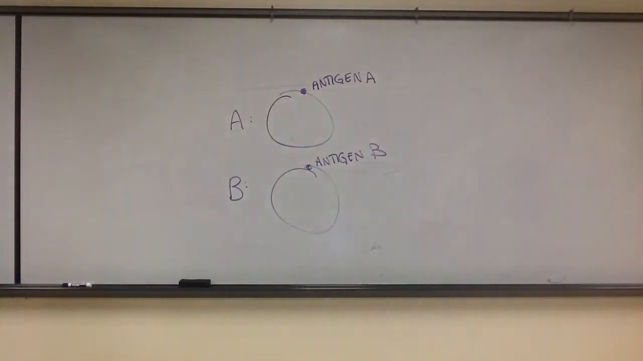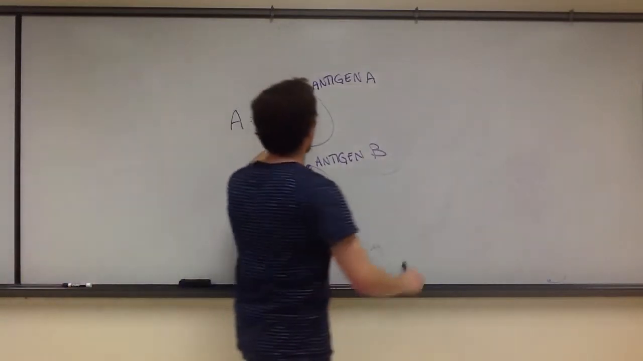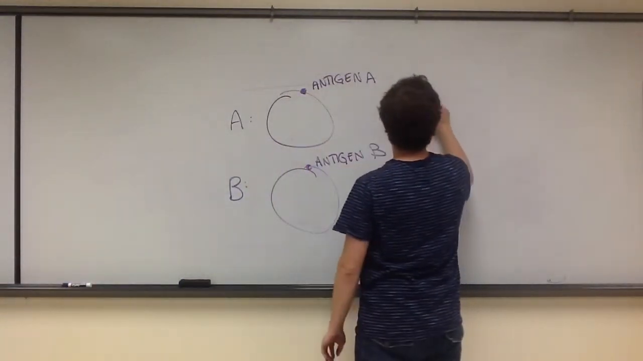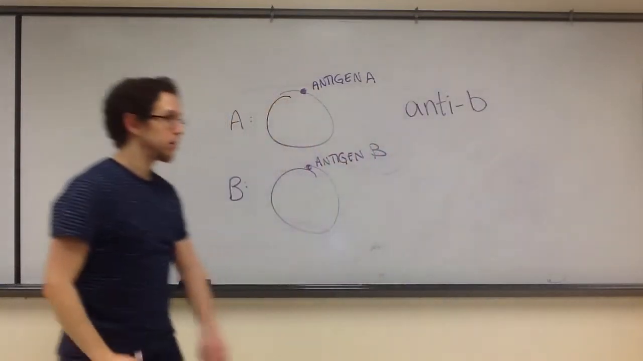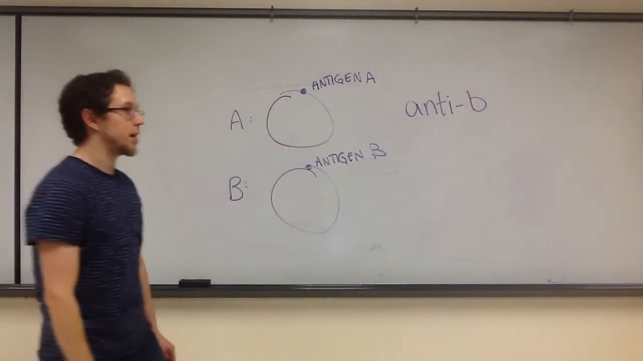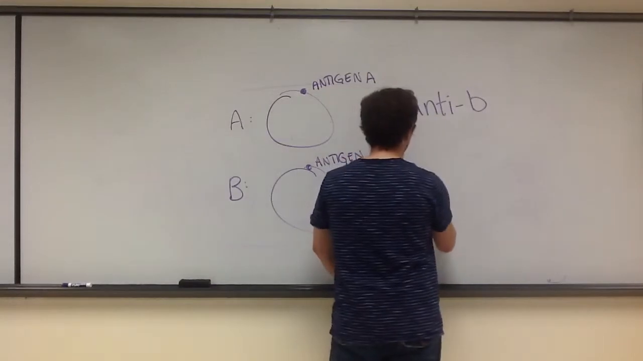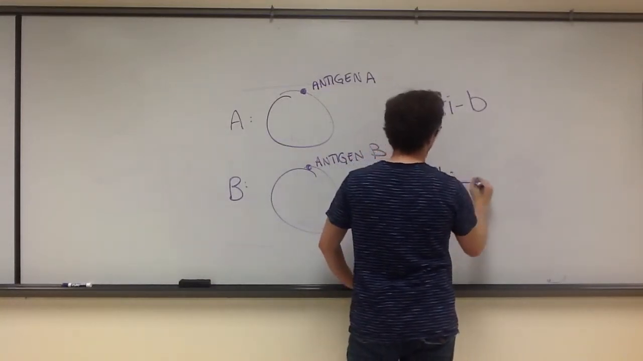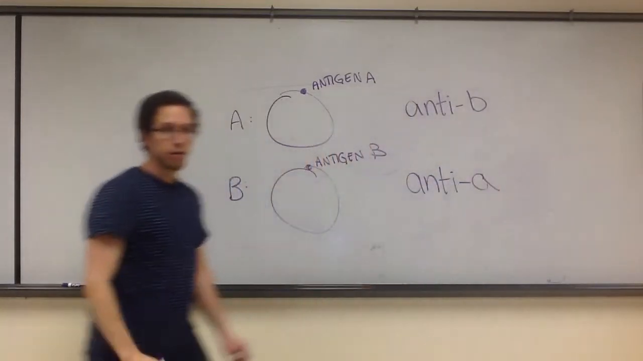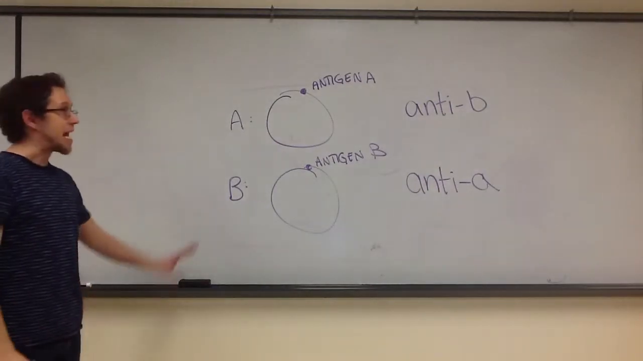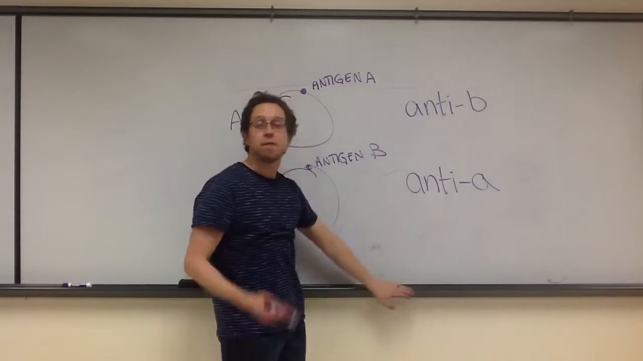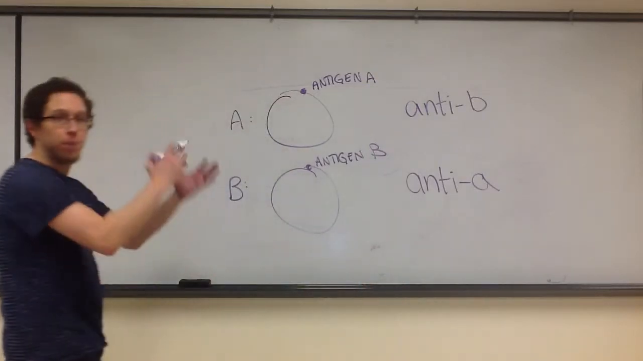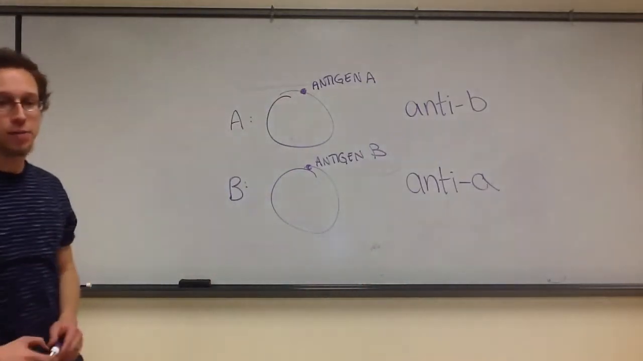Okay? What that also means is people with A-type blood are going to make antibodies against B-type blood. People with B-type blood are going to make antibodies against A-type blood. People who have AB blood don't make any antibodies, and people with O-type blood make both A and B antibodies.